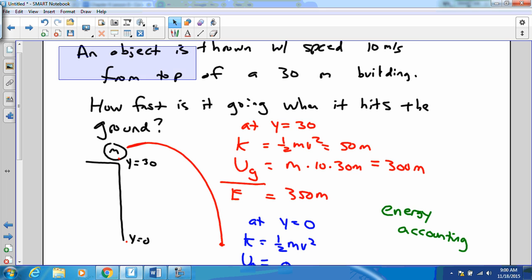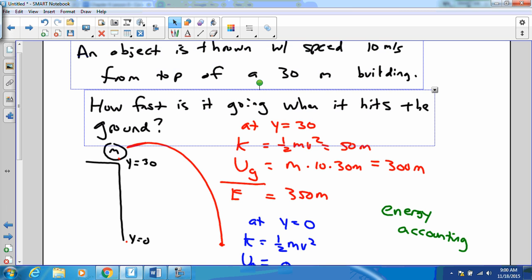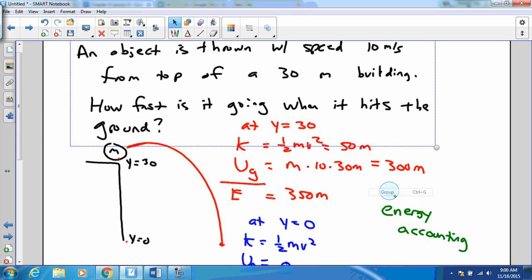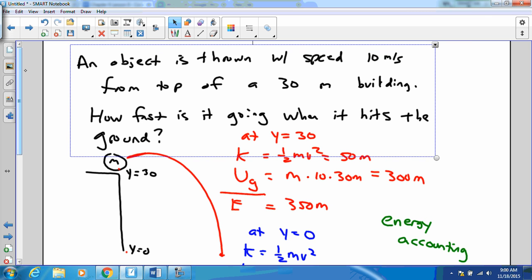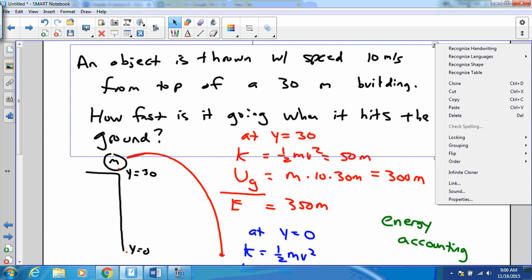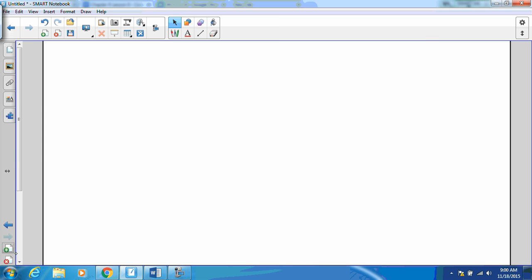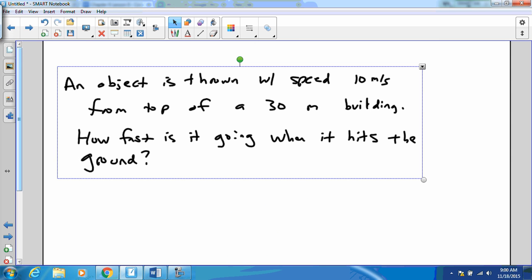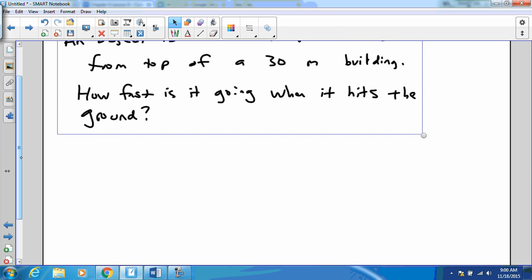Let's take this same problem right here. I'll copy the problem over to the next page. Move it. And copy. And paste it. Alright.